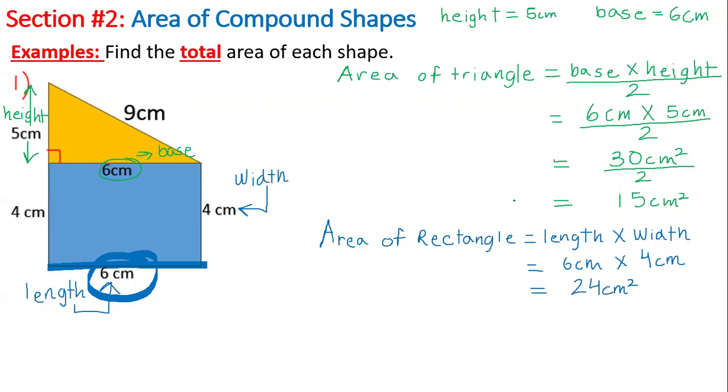Okay, good. Now we want the total area. How are we going to get the total area, people? The total area is going to be what? Adding them together. So the total area of this compound shape is going to be equal to the area of the triangle plus the area of the rectangle. So it's going to be 15 centimeters squared plus what? Plus 24 centimeters squared.